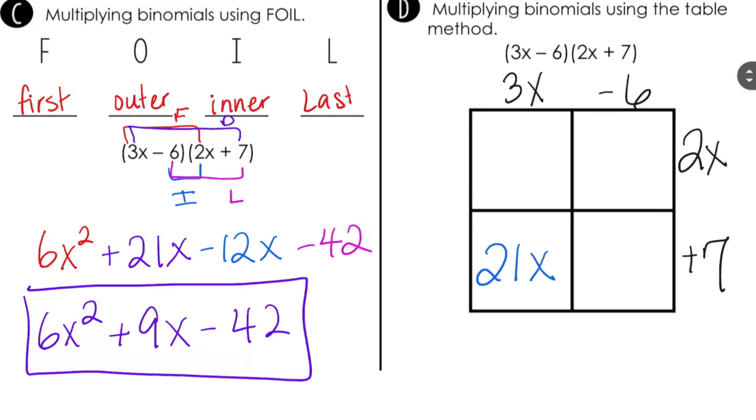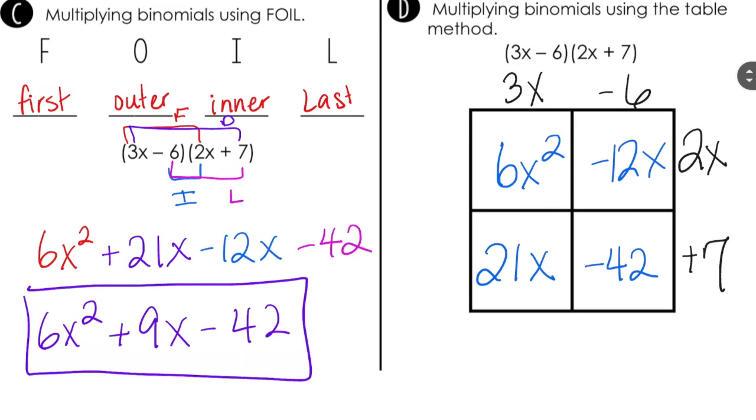Let's try another one. If I wanted to get what's in this box, I would be multiplying these 2 terms. So negative 6 times 2x is negative 12x. And if I wanted to get what's here, I'm multiplying negative 6 and positive 7, which would give me negative 42. And as you guys can probably guess, if I wanted to get that last box, I'm multiplying 3x and 2x. And that would give me 6x squared.